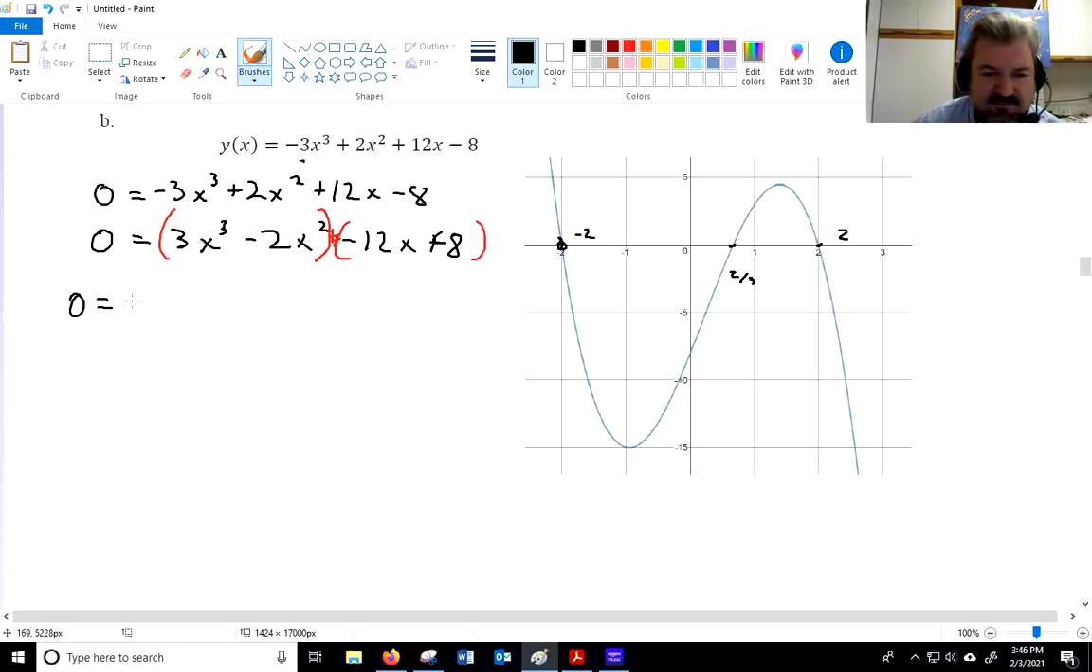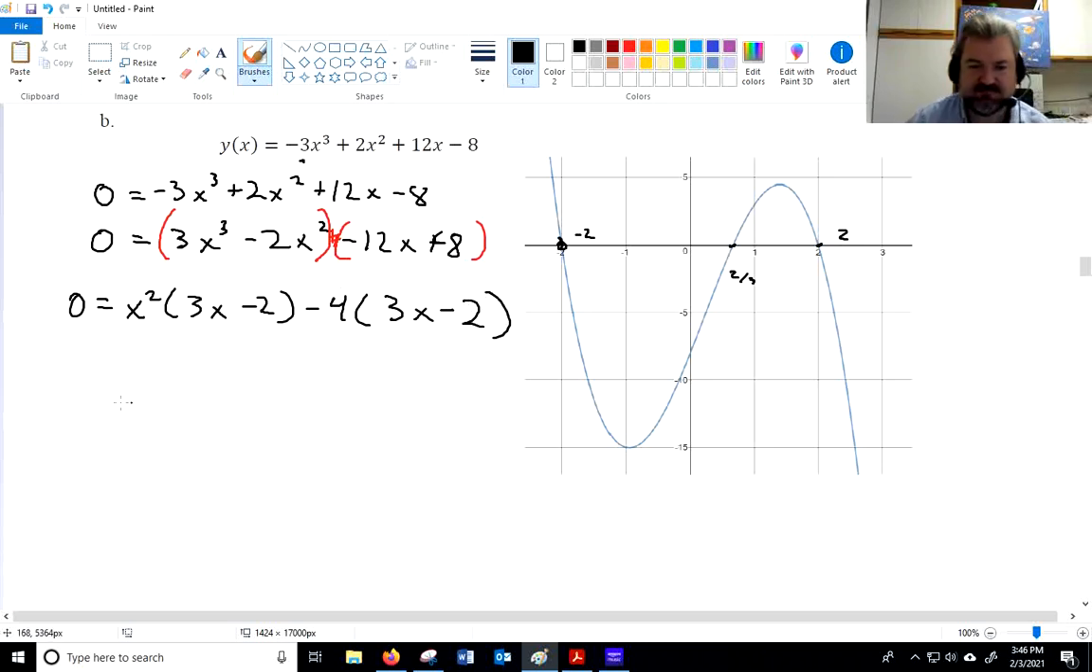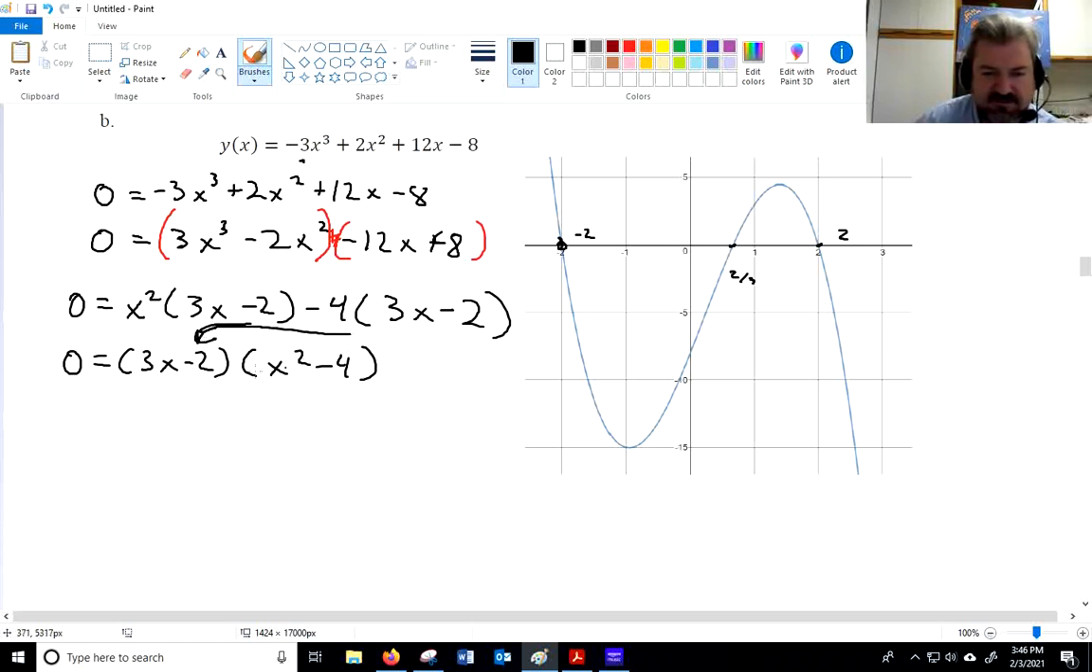So 0 equals, we're going to say x squared times 3x minus 2. Over here, I can factor out looks like a 4. So minus a 4, making this a positive 3x and a minus 2, because I'm factoring out a negative 4 from positive 8. So this becomes 3x minus 2. And this becomes x squared minus 4 when I factor these out. Remember, these come together to make that. And then I can factor this further. So I will. This becomes x minus 2, x plus 2.